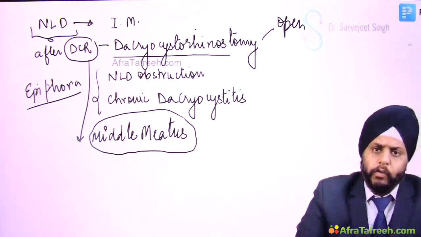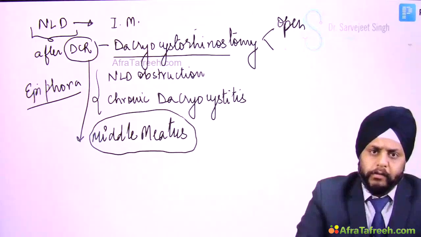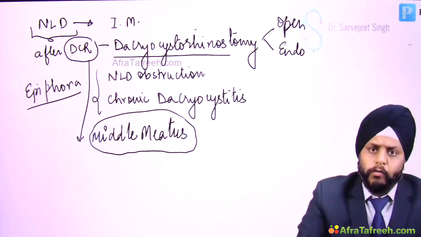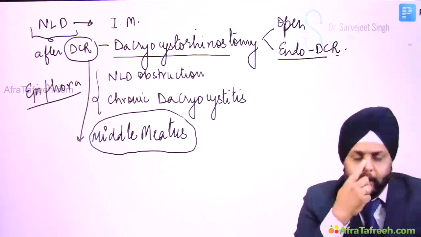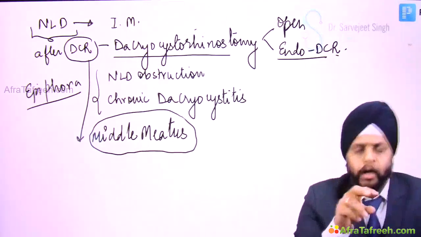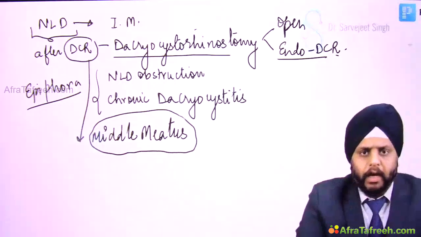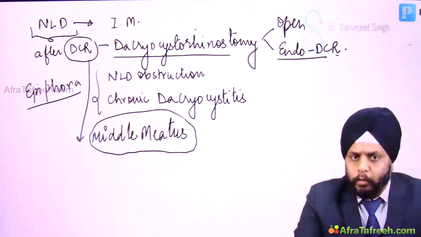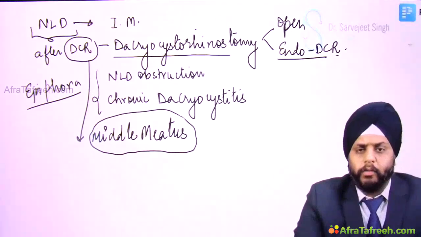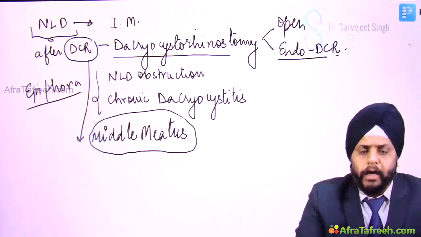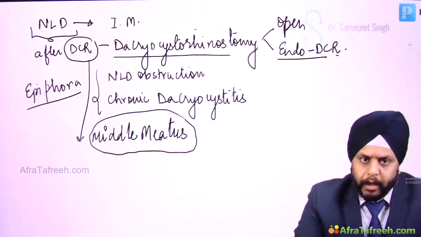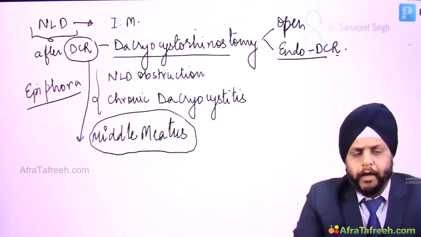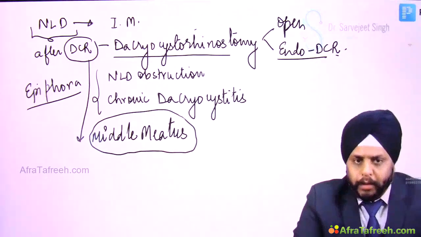So nowadays, what we do as ENT surgeons, we do endoscopic DCR. Okay, so what is done in endoscopic DCR? From inside the nose, you go and you find out the lacrimal sac, and then you open it up and make an opening in the middle meatus. So that is known as endoscopic DCR. The advantage is that there is no scar on the face. Right? So we make an opening for NLD after DCR in middle meatus.